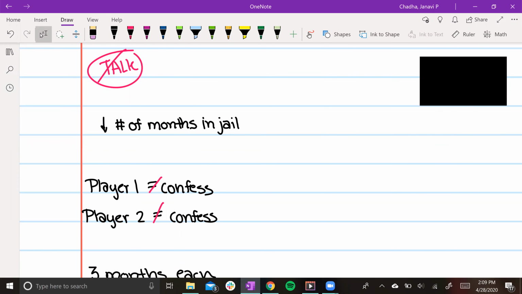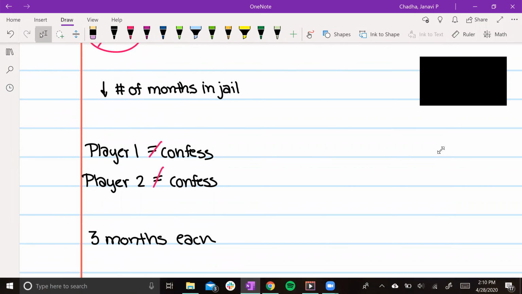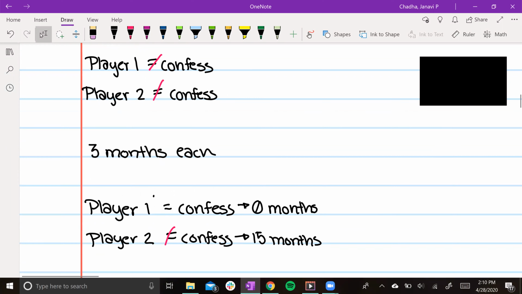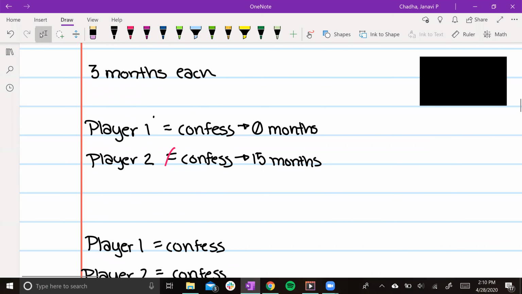If no one confesses to the robbery, then they can only be charged for a minor crime, and the punishment is 3 months each. If one prisoner confesses, whether it be player 1 or player 2, the one that confesses gets 0 months. The one that does not confess gets 15 months. This is like a deal given to convince them to confess.